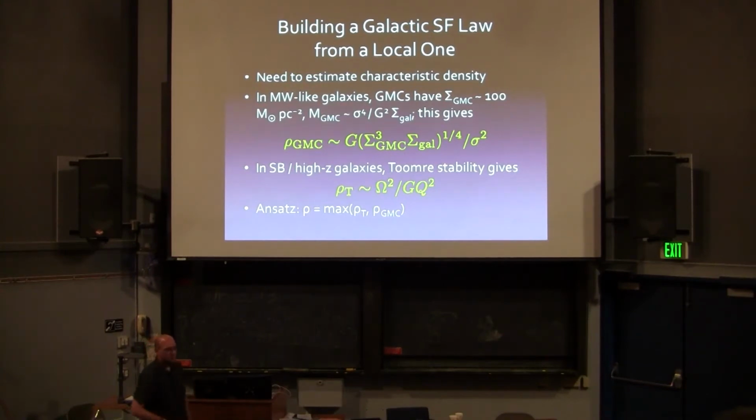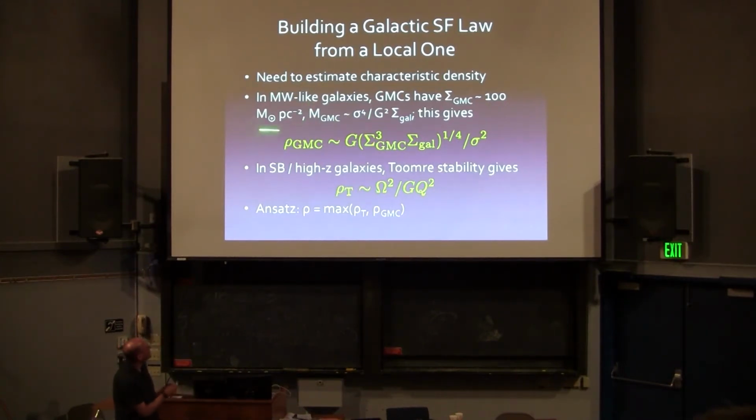Now, how do we extend this out to galactic scales? If we want to build a bottom-up star formation law where the local one is what is important, how can we do that? I now have a recipe which tells me, if I've got gas at a given density, how quickly I turn it into stars. How do I get a characteristic density from galactic scale information?